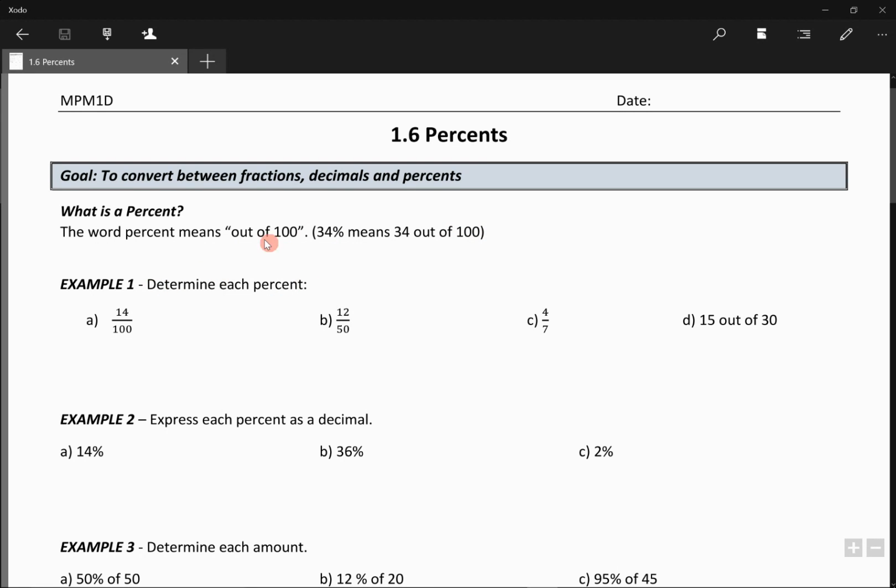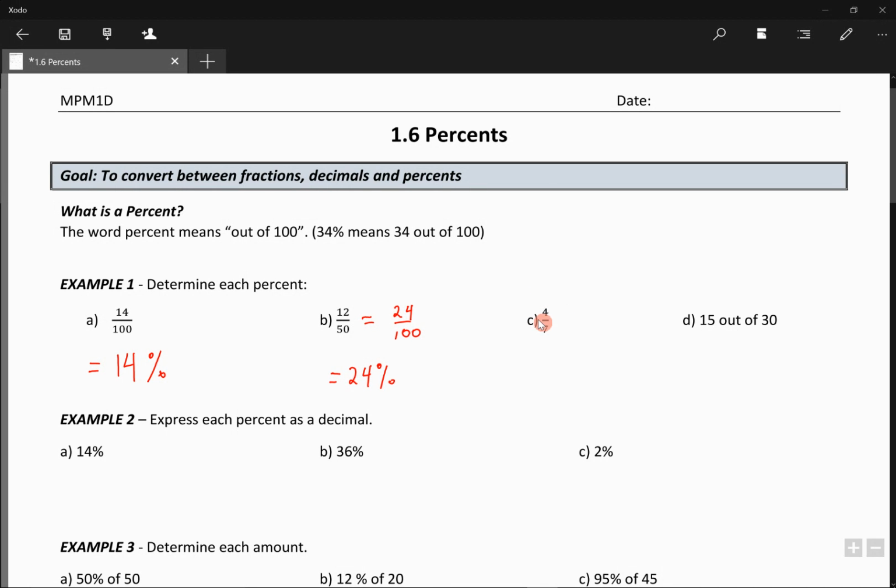So let's look at trying to turn some fractions into percent. Determine each percent. If you have 14 out of 100, this represents 14%. If we have 12 out of 50, what is that out of 100? Well, this is equal to 24 out of 100, if I just multiply the top and the bottom by 2. So 24 out of 100 is 24%.